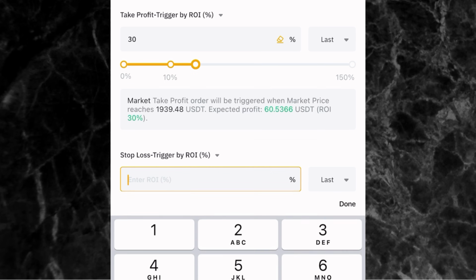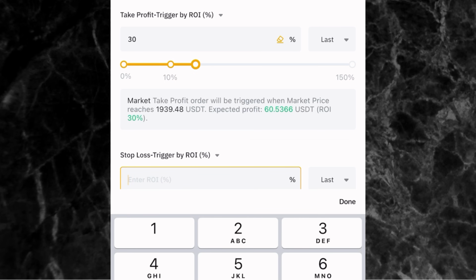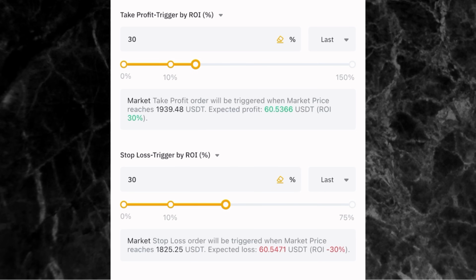Now for stop loss, what percentage are you willing to lose? So let's say, for example, I want to lose 30%. Let me just put 30%. So that means that my stop loss will be 1,825 USDT, and I'll be losing $60. So you can set it by price or by ROI.